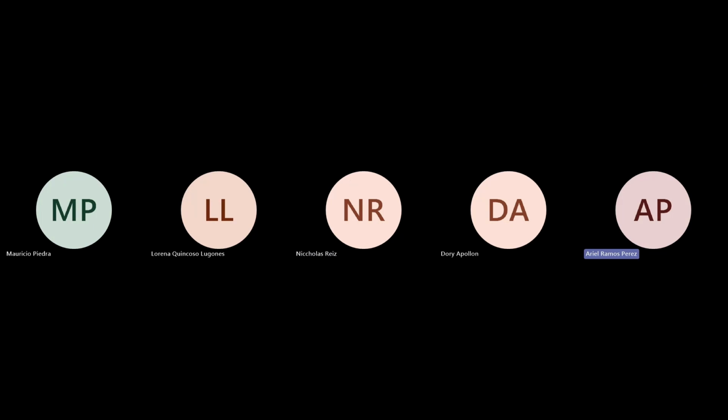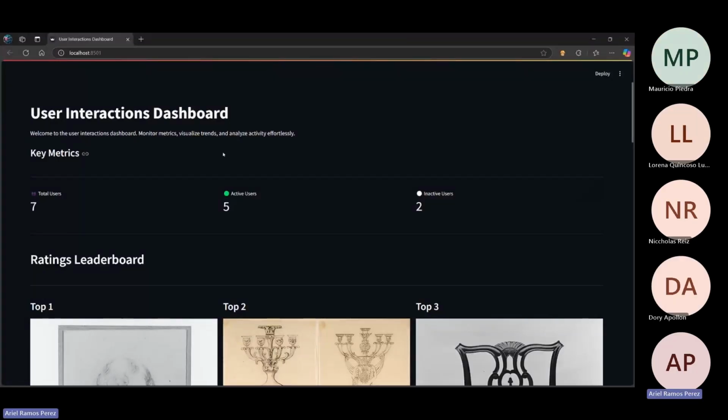All right, so now I'm gonna share my feature, which is the user interaction dashboard. So this is a user interaction dashboard. As you can see, first it shows key metrics for ArtLens. It shows how many total users we have, with how many of them are active or inactive.